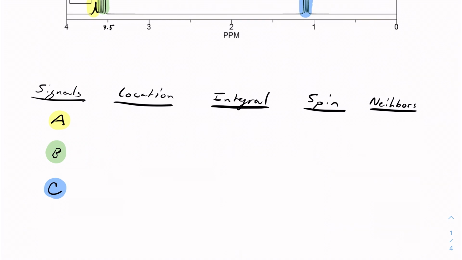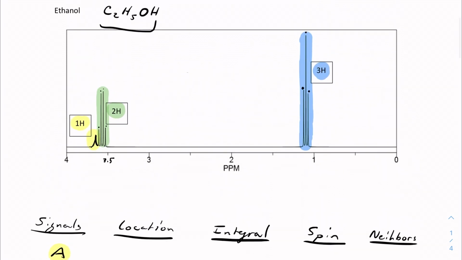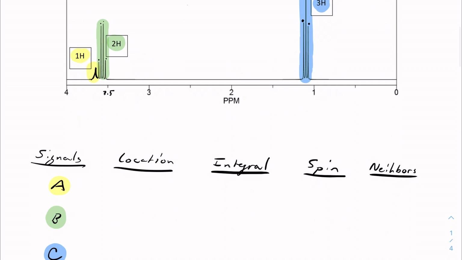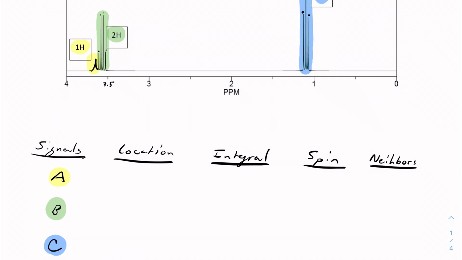I find that this really helps keep my thoughts in order, and it's really helpful to look back at each of the signals and list out all of the different parts, so then you can gain the most knowledge and correctly identify the molecules or correctly draw the structures as needed. So what we're going to start off with is the location for all of our signals. We're going to start with A.